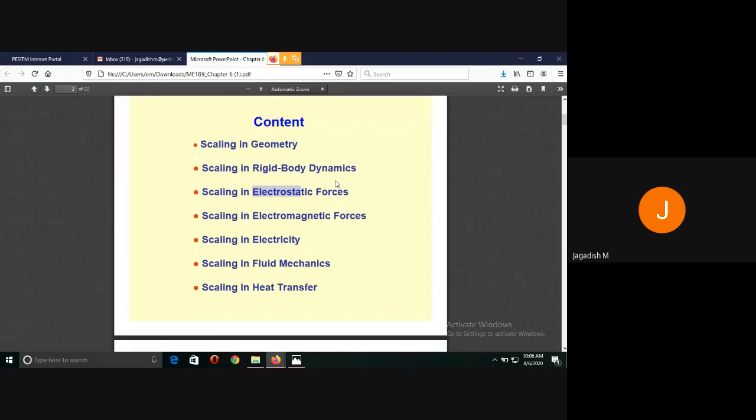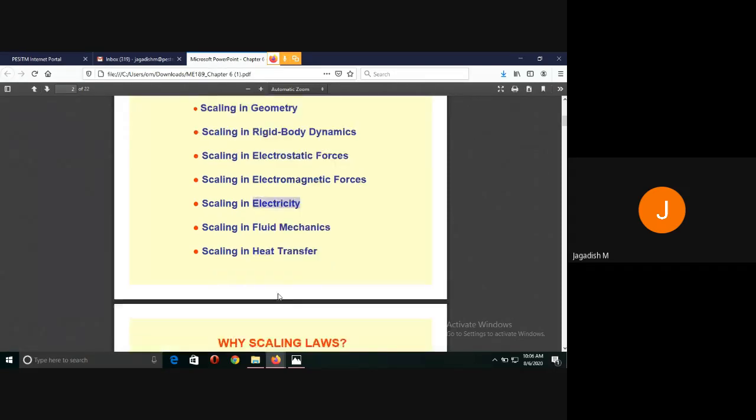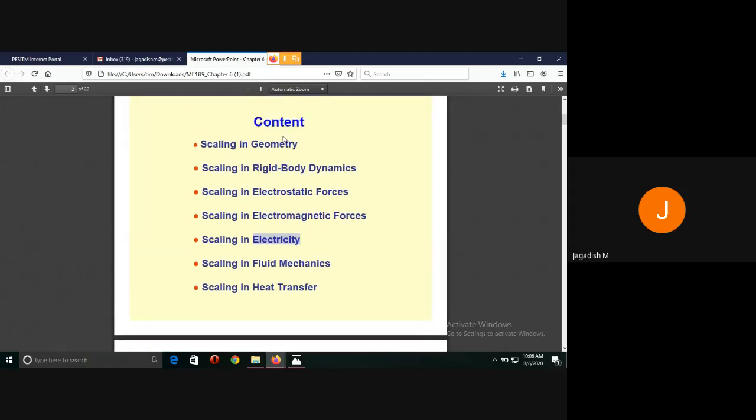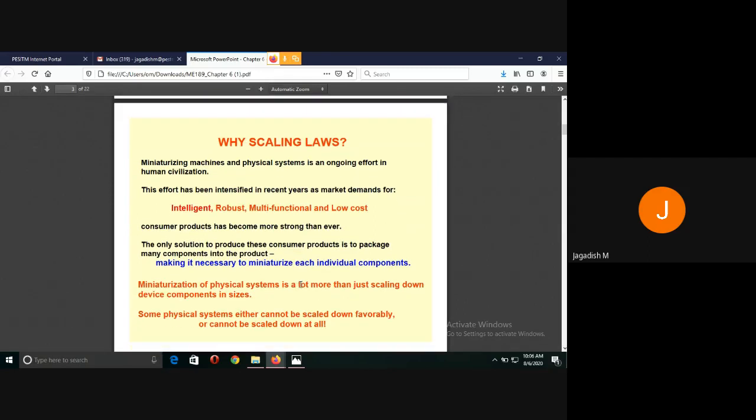As I said before, miniaturization need not be applied only to a physical object. You can also include other parameters such as forces. You can reduce electricity, the electrical levels, then fluid mechanics, and also the heat transfer. So these are the various fields in which the scalings can be applied, and all these are very important from the examination point of view. Okay, so now we'll look into why these scaling laws are needed.